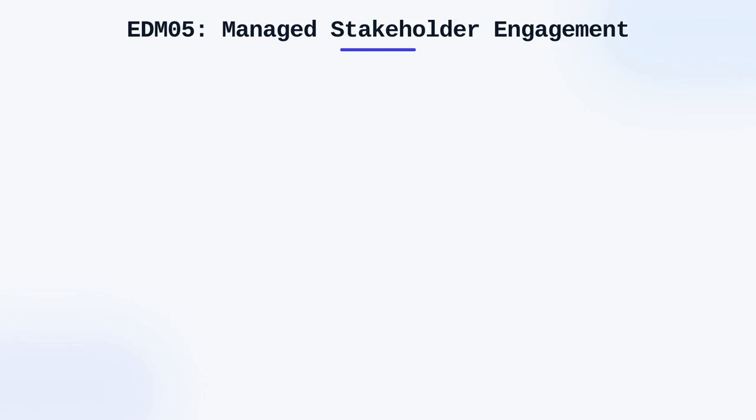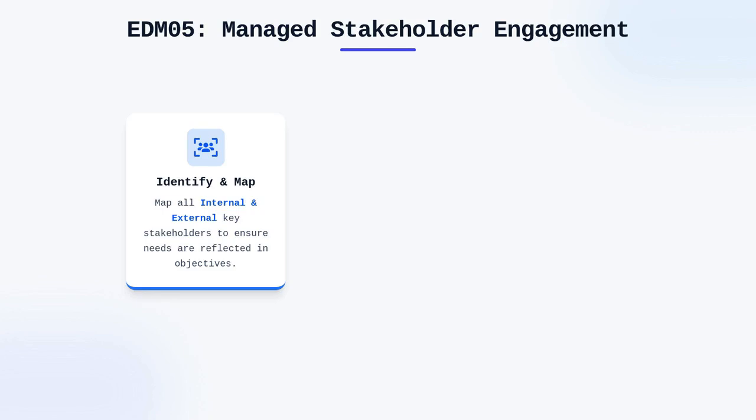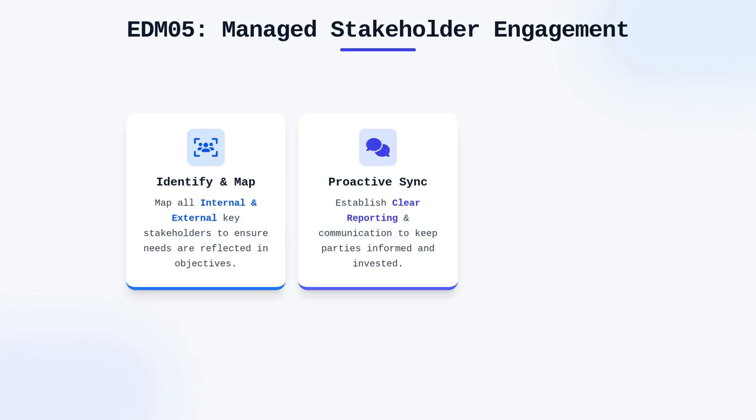Finally, EDM 05 focuses on managed stakeholder engagement, acknowledging that governance cannot succeed in a vacuum. The governing body must identify all key stakeholders, both internal and external, and ensure their needs are accurately reflected in the governance objectives. This is not a passive activity. It requires proactive communication and the establishment of clear reporting mechanisms that keep stakeholders informed and invested.